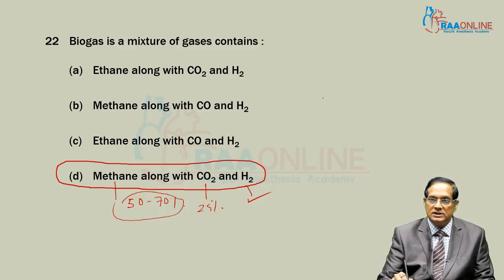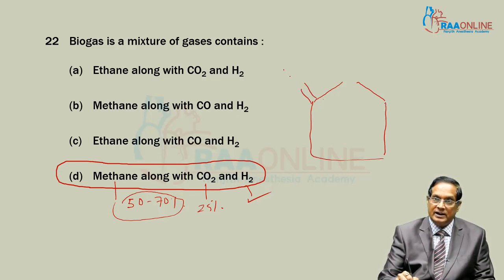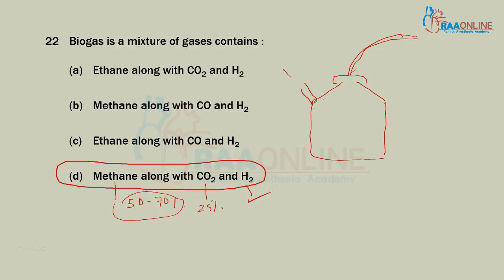Actually, in a biogas plant, cattle dung is used. Cattle dung is kept in the tank. This is the inlet for the dung, and here is the cover of the tank. From this cover, an outlet is given to the gas stove, so it can be used there.